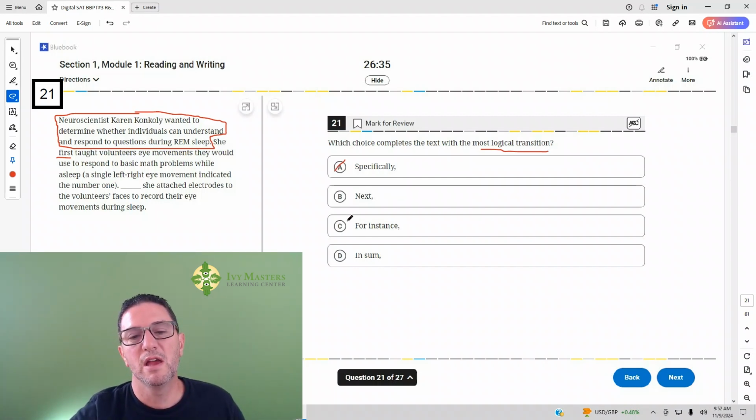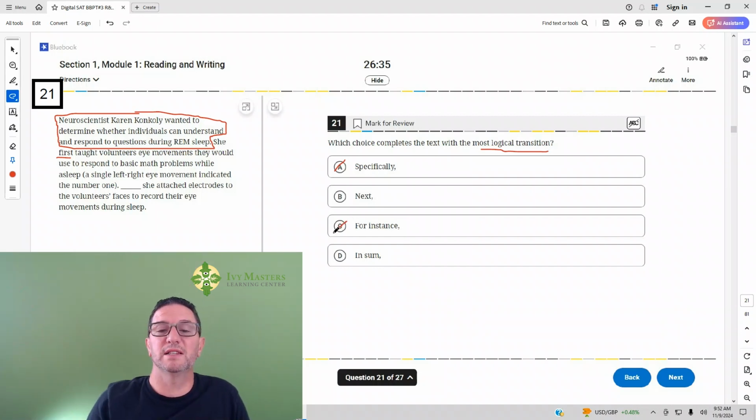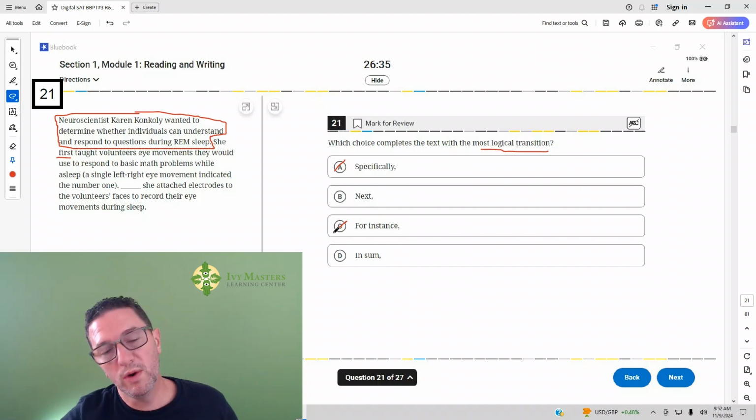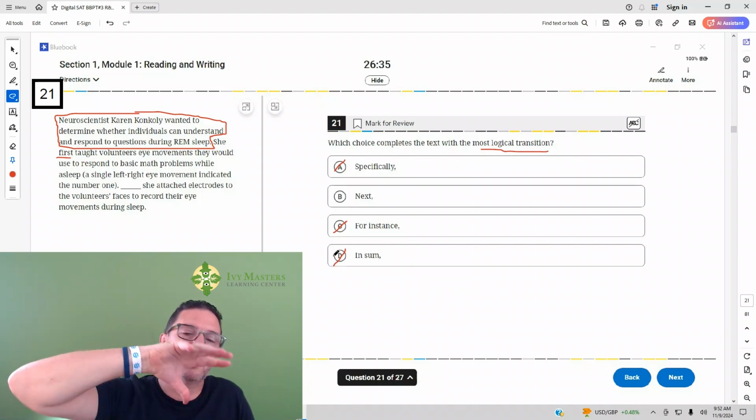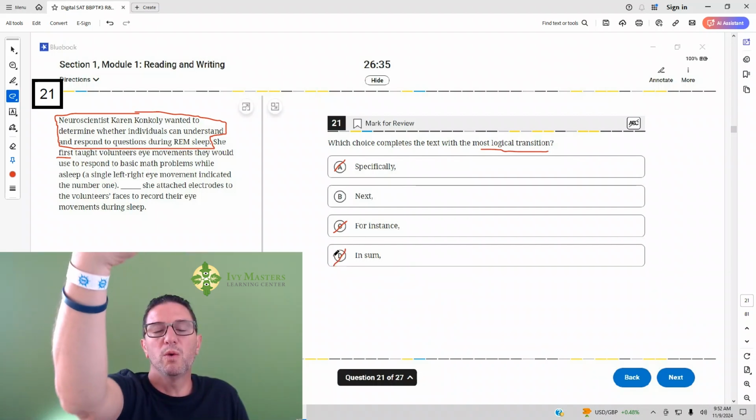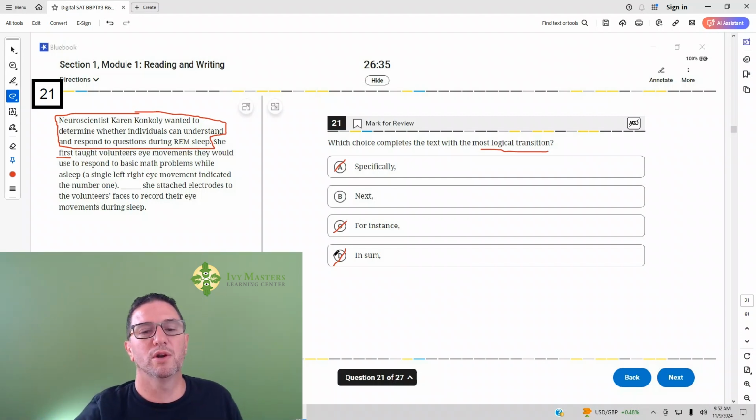That's not it. We'd use for instance the same way we would use for example. If we had a general statement before it and then an example or an instance of it after, we don't get that either. In sum would be like a summary or conclusion you're drawing based on what comes before it. We don't see any of that. When you see first, you want to see the blank is going to mean second, or in this case, next.